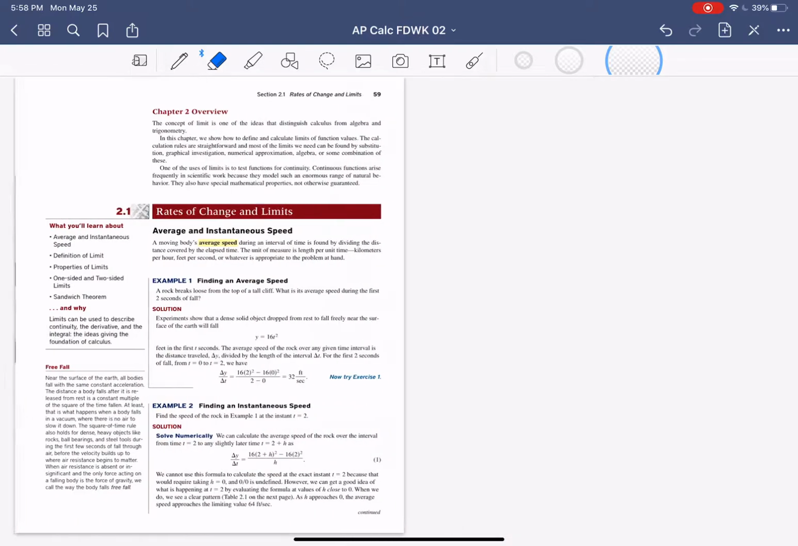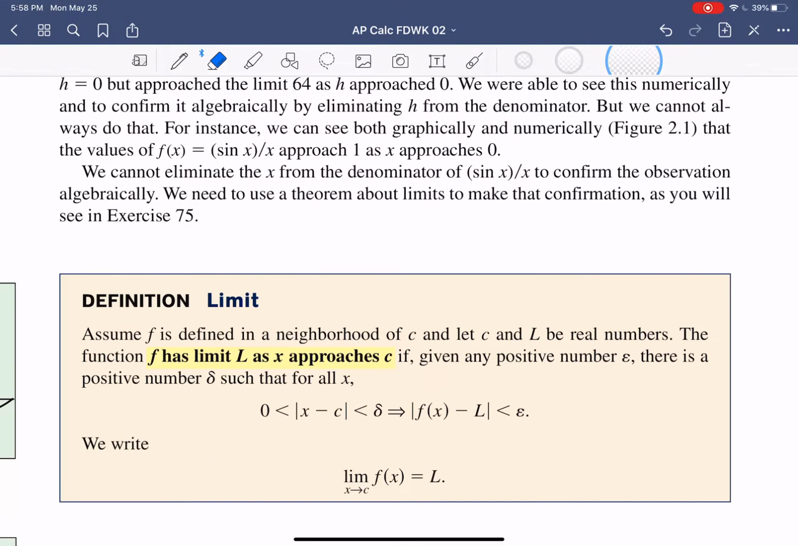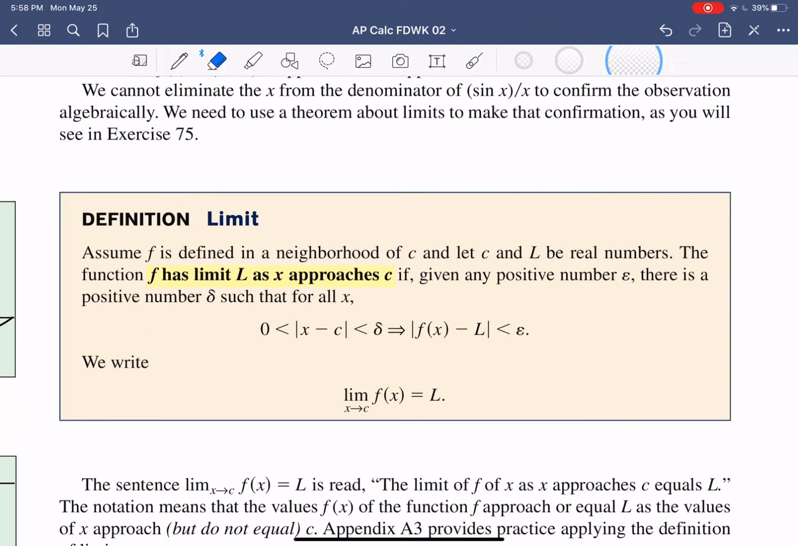I want us to look at this very college level definition of what a limit is. So I'm going to read it word for word, and then I'll describe it in what I think is more approachable language. So let's look at this. The definition of a limit.